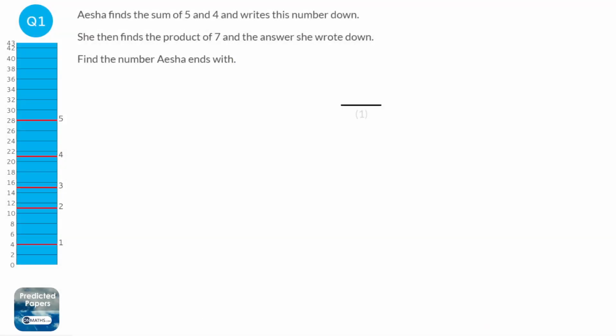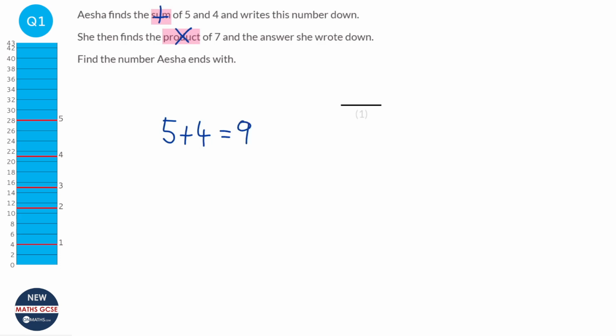For this question, it's really important that we understand what the words sum and product mean. Sum just means add, and product just means times. So we're going to start by adding the 5 and the 4. So that will equal 9.